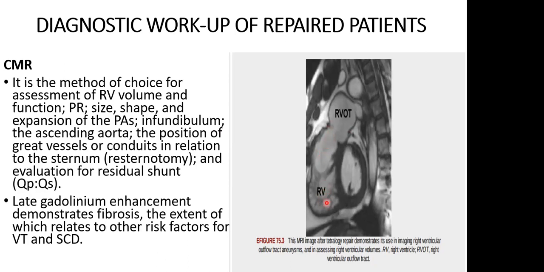And this is also trying to assess the right ventricular volume in this patient. So the cardiac MRI in this patient is assessing the right ventricular volume, and also showing us the size, the shape, and also the expansion of the pulmonary artery. Then the late gadolinium enhancement will demonstrate fibrosis, which can predispose the patient to ventricular tachycardia and then sudden cardiac death.